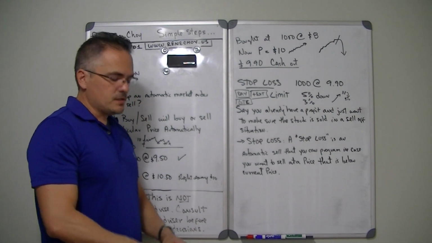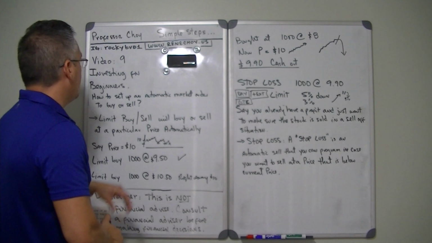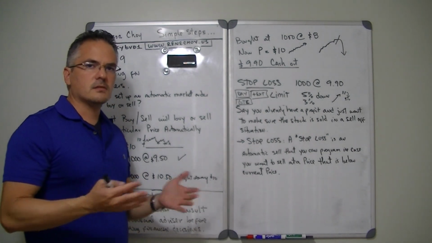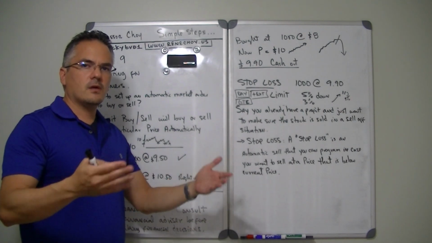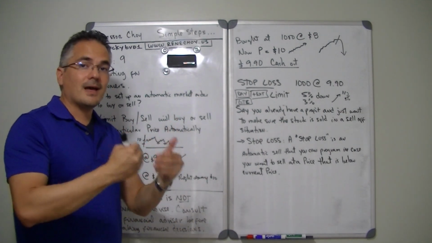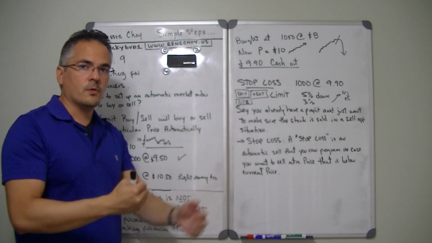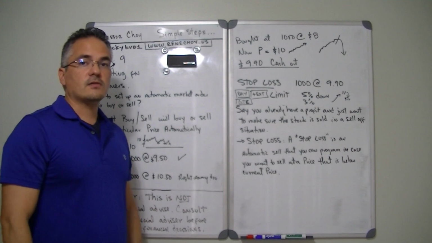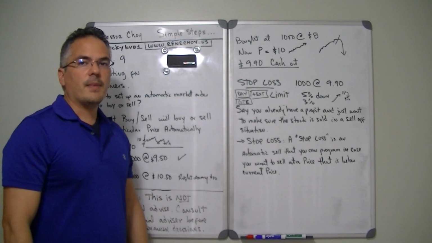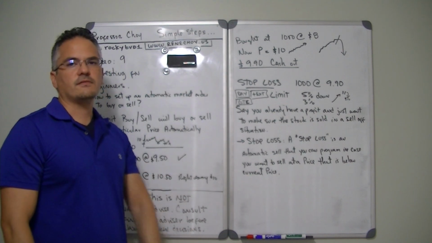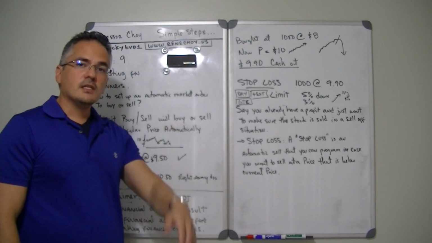All right? So the real point of the video, by the way, is to make you understand that you don't have to watch this constantly. There are particular orders that you can set up so that it automatically does something you want it to do as if you were watching it. Okay? And that way you don't have to always worry about the market going up too fast or going down too fast.